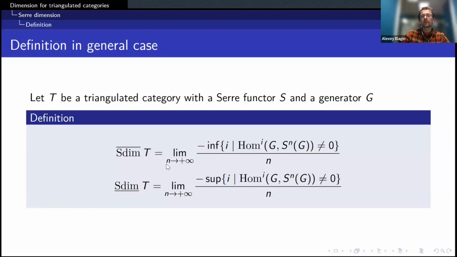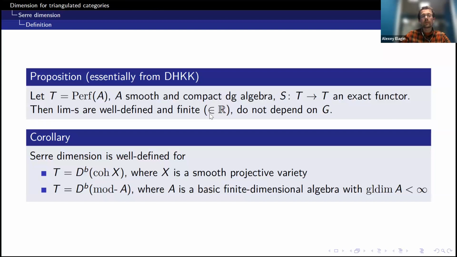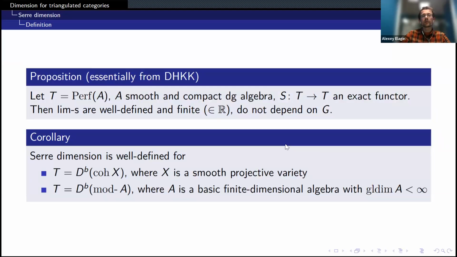A priori, it is not clear that these limits exist, but essentially it follows from the paper by Dimitrov, Haiden, Katzarkov, and Kontsevich that these limits exist. So they are some finite numbers. In principle, they are real numbers, and we can't say anything more at this moment. And it follows that the limits that we have here do not depend on the choice of generator. So they are indeed invariants only of the category.